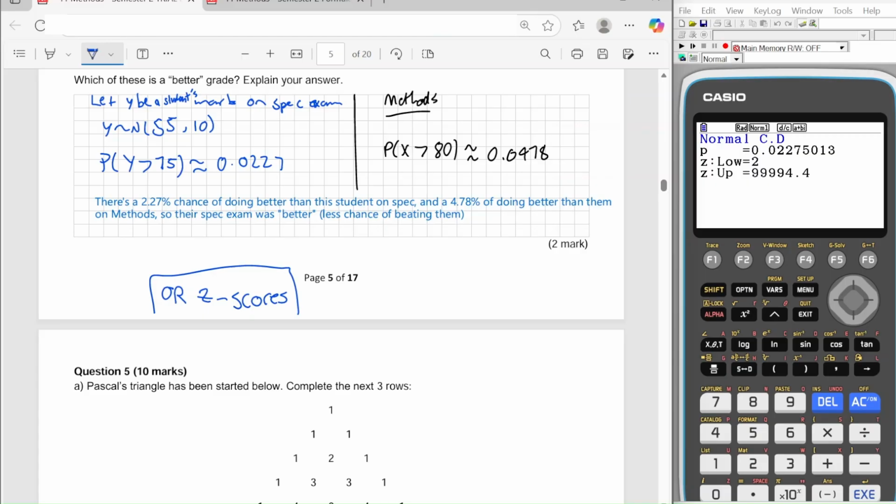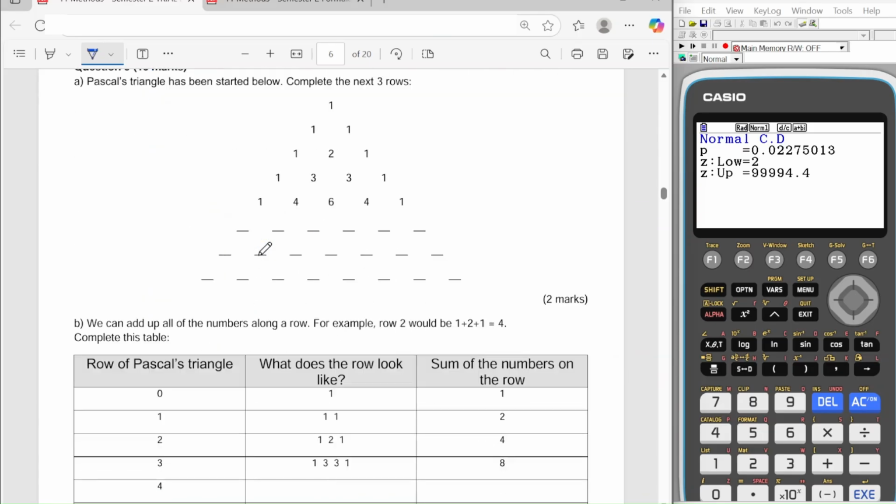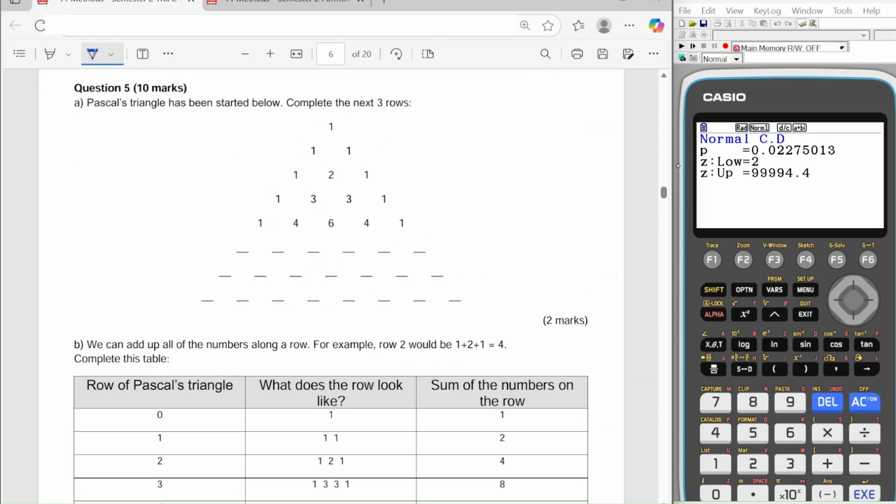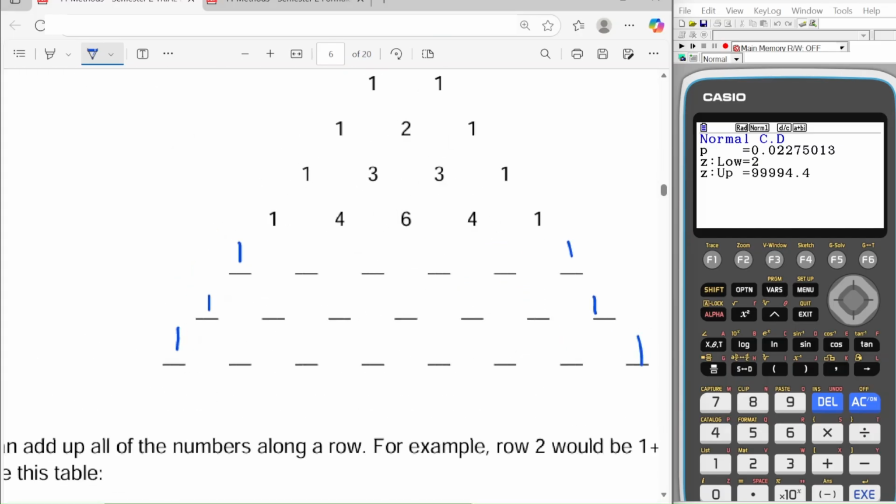Okay, very, very good. So, moving on, we've got a Pascal's triangle question. Remember, you always put 1s on the outside. And to get the new numbers, you add the previous ones. So 1 and 4 would give us 5. 4 and 6 would give us 10. 6 and 4 would give us 10. 4 and 1 would give us 5. And you could repeat that process. So 6, 15, 20, 15, 6, 7, 21, 35, 35, 21, 7.